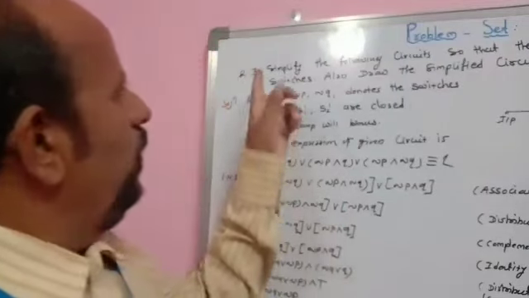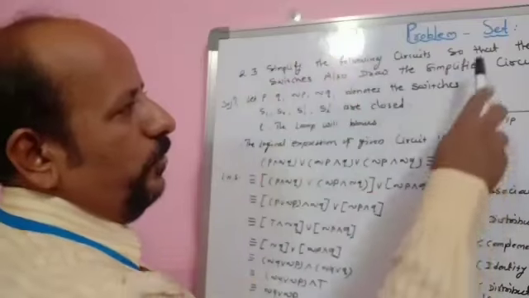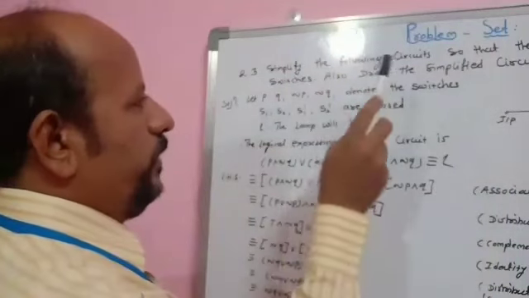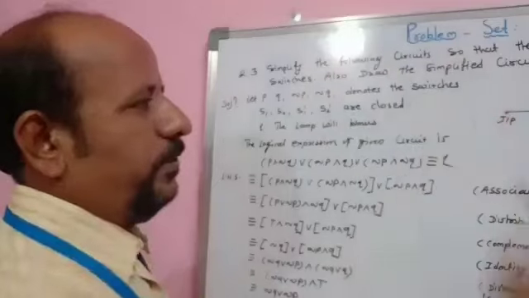Next problem is: simplify the following circuit so that the new circuit has minimum number of switches. Also draw the simplified circuit.